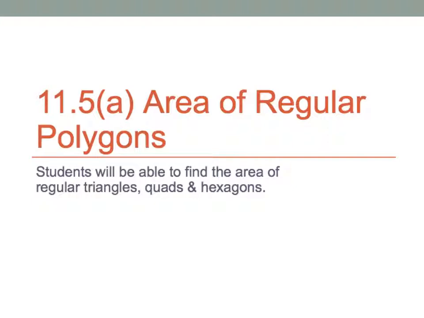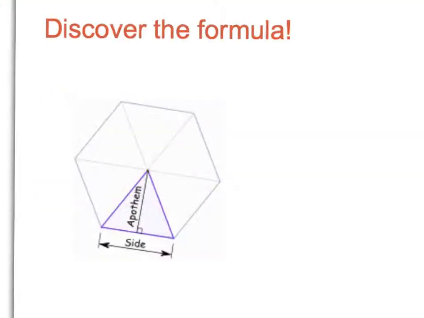Today we're going to be stepping it up a notch when we go over 11.5 part B. Today we're talking about regular polygons. You're going to have to join us in class as we together discover the formula for how to come up with the area of this polygon.